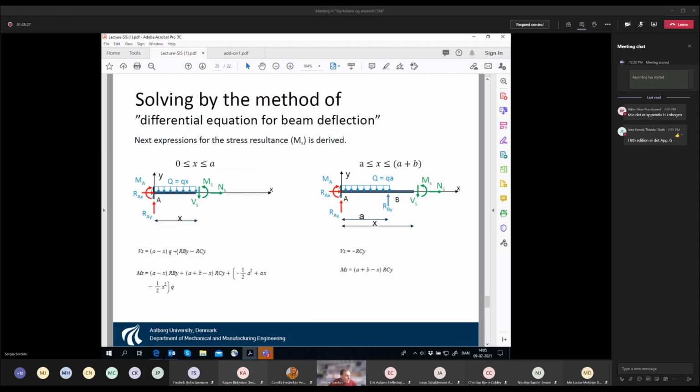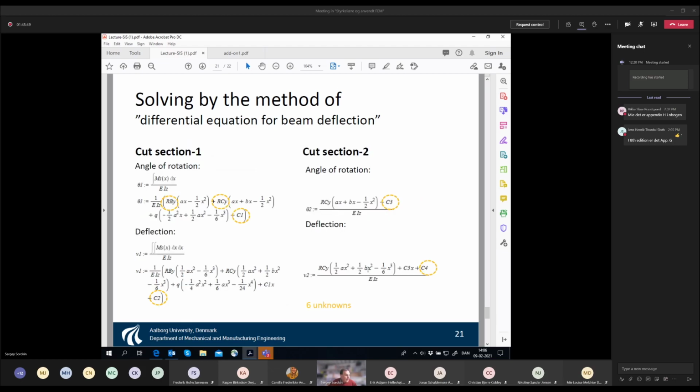So what we do, we first make this cut and set up the free body diagram for the span between 0 and A. And then we have this formula for the bending moment, it's an awful formula. And then from A to A plus B, to the right end, we have something which is a bit more elegant, a bit shorter.